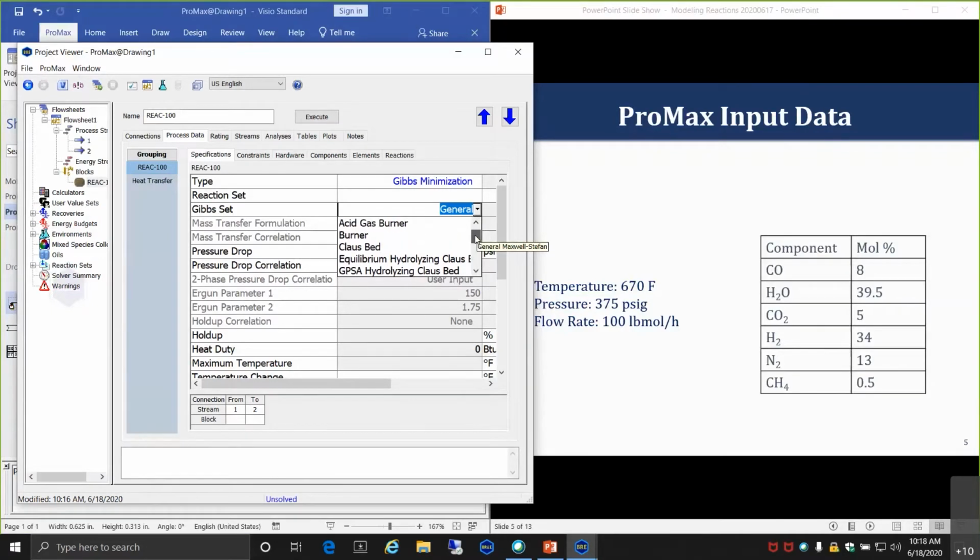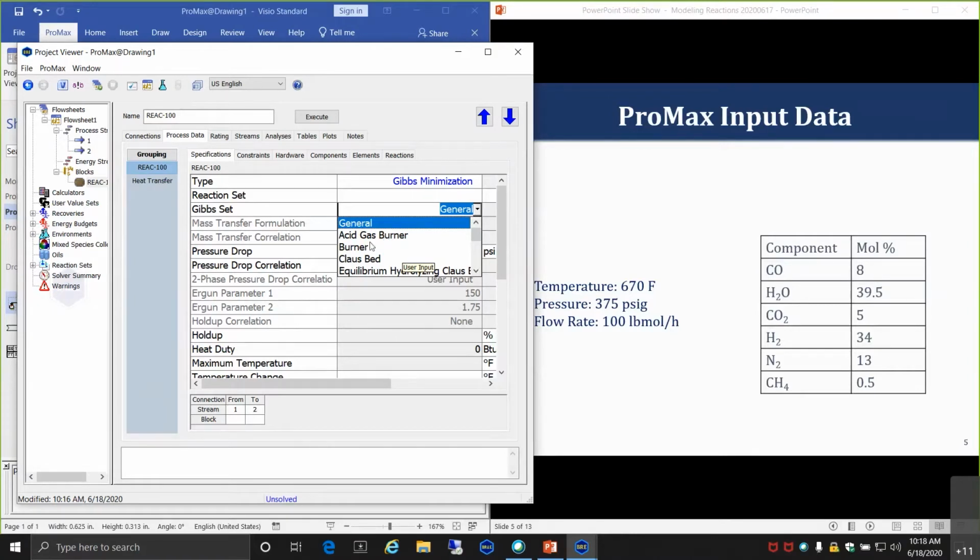There's a few in here that are not. There's the burner. These Gibbs sets are here primarily to allow for some double checking of materials. For instance, a burner checks and makes sure that there's oxygen present and that there's water and CO2 present, things like that. The acid gas burner does some checks to make sure that you have the sulfur species, that you have SO2 and things like that in the environment.